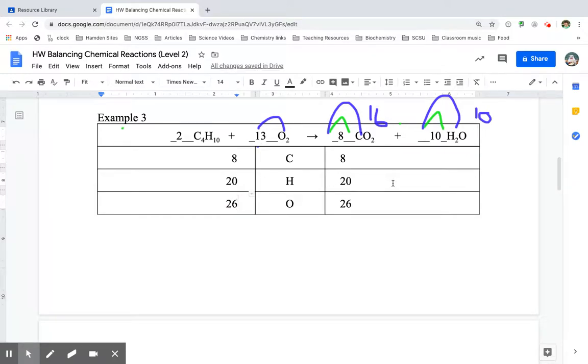So this is your third and final trick. If the oxygens come out with an odd number, multiply all the coefficients by 2, and it'll work out. All of these ones should be even numbers, and your oxygen should be an odd number.